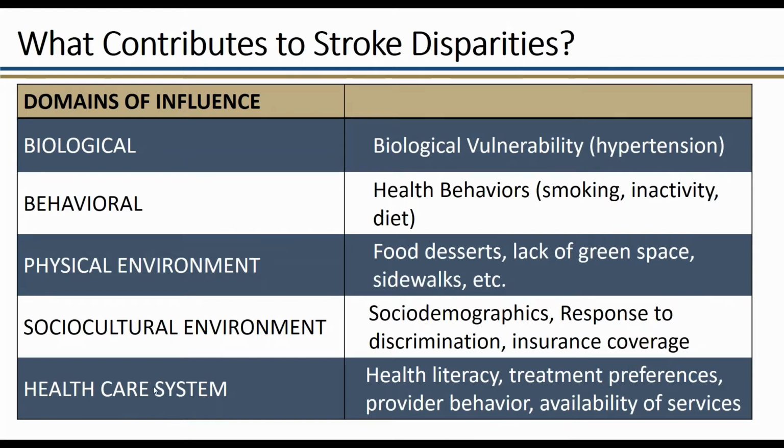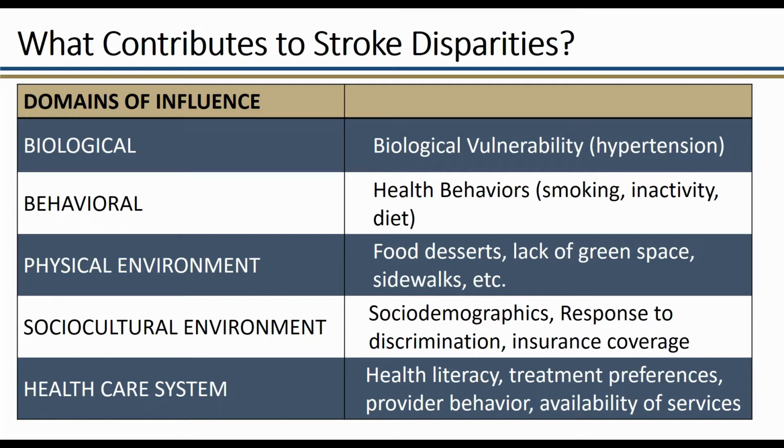Behavioral components include smoking, inactivity, and diet. Physical environment can contribute. If you live in an area where there's food deserts or a lack of good food, lack of green space, and lack of sidewalks and things that can promote better and healthier behavior. There's also sociocultural influences. Basically, your socioeconomic status, the response to discrimination can be stressful, which can increase your risk for stroke.